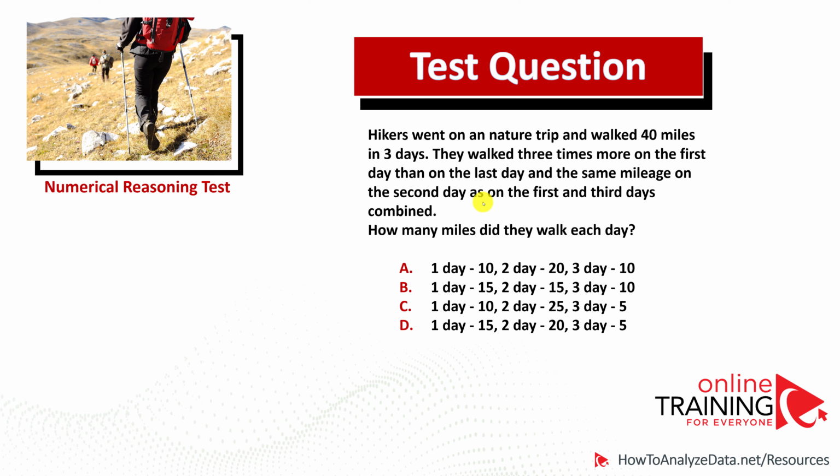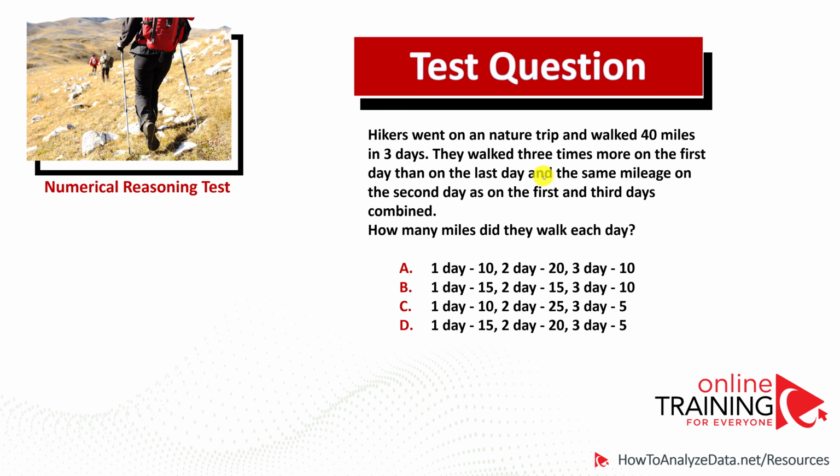Before jumping to the formula-based solution, let me show you a quick way to solve this challenge. If you read the second sentence, you would realize that they walked 3 times more on the first day than on the last day. And the only choice that matches this condition would be choice D. Because in choice D, on the third day, they walked 5 miles, and on the first day, they walked 15 miles. So 5 multiplied by 3 equals exactly 15.